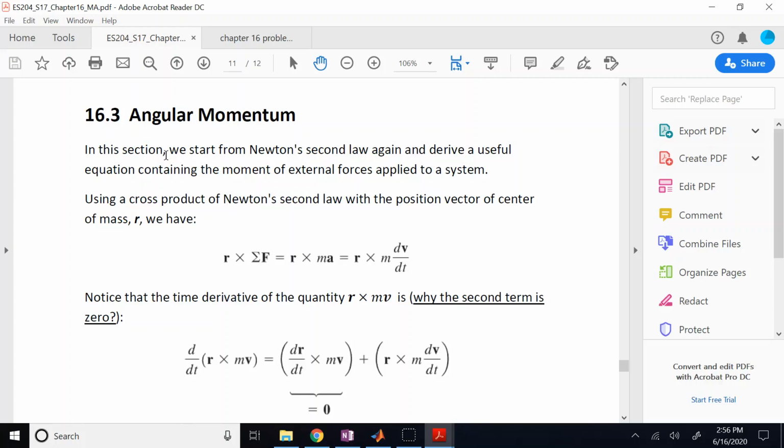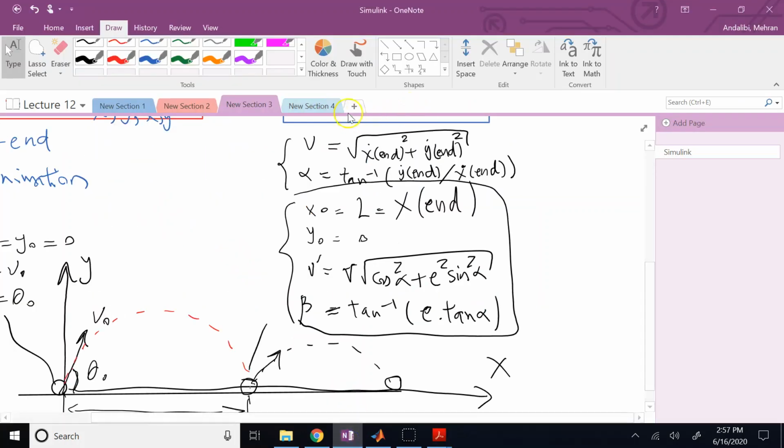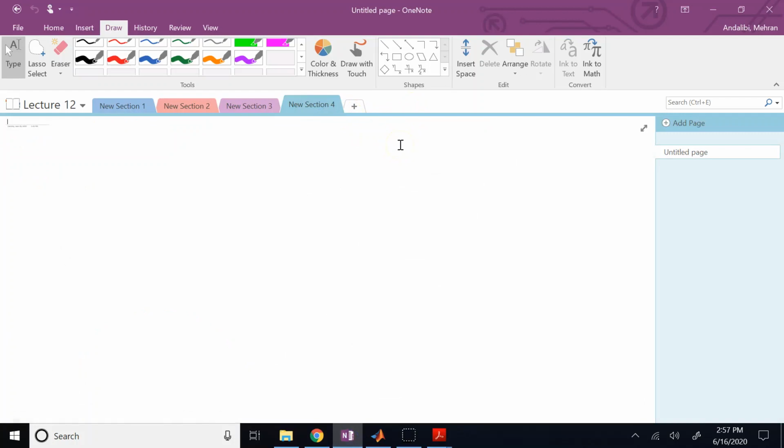So the new topic that we have to talk about is a new type of momentum called angular momentum. So far we learned about linear momentum, which was mass times velocity. And from our intuition, we know the notion of inertia, right? So let's very fast mention inertia.